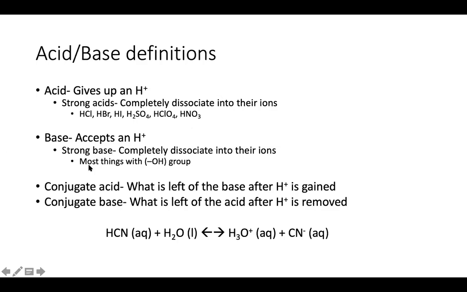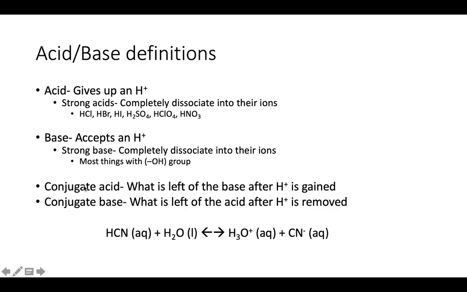Okay, our strong bases, as a rule of thumb, are most things with a hydroxide group, right? So typically we see group 1 and group 2 metals with hydroxides, and those are our strong bases. So calcium hydroxide, potassium hydroxide, sodium hydroxide, strontium hydroxide, barium hydroxide, right? If you see hydroxide, it is way more likely than not a strong base.